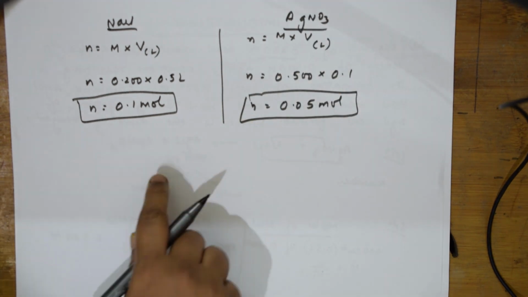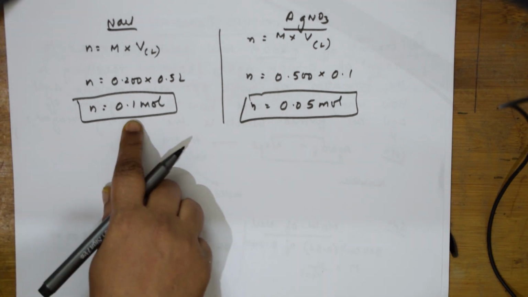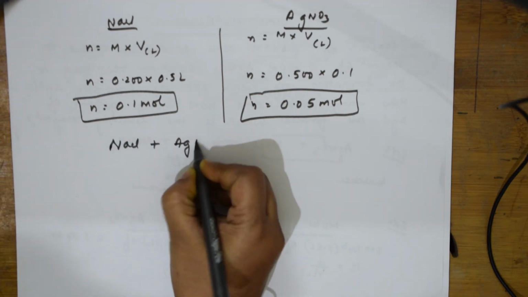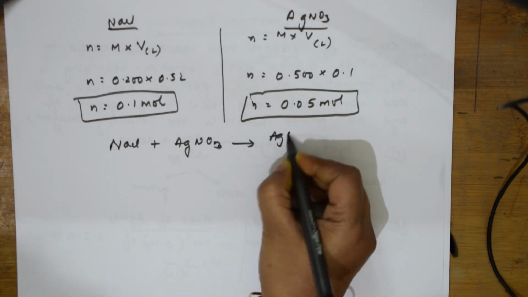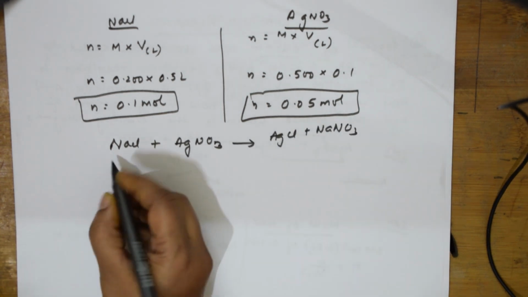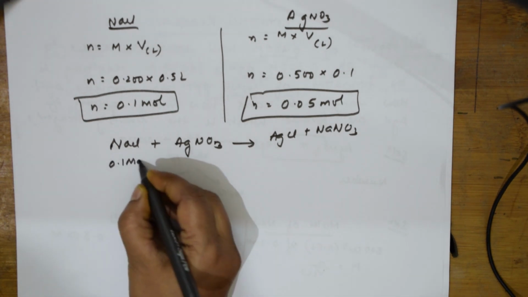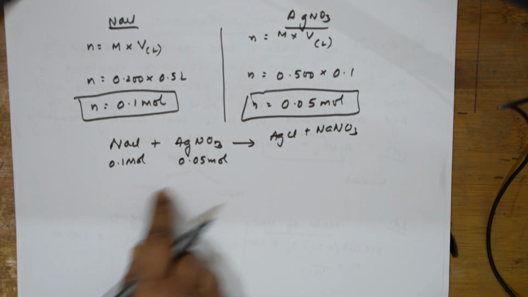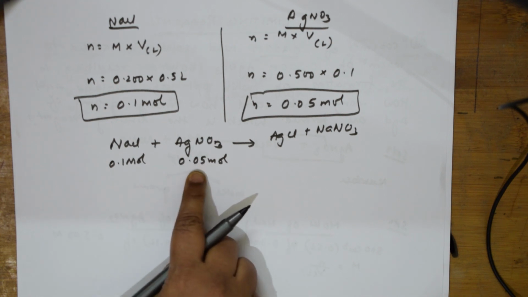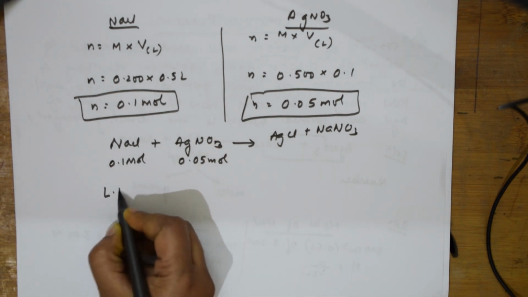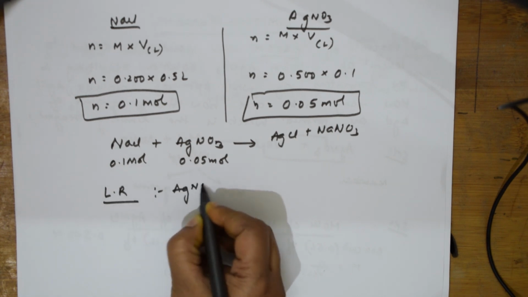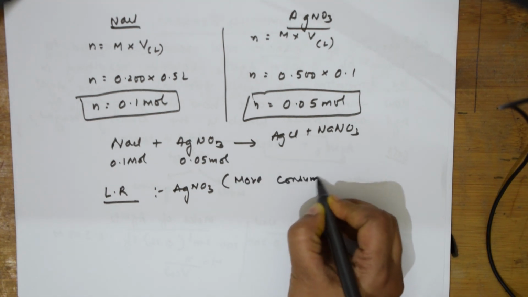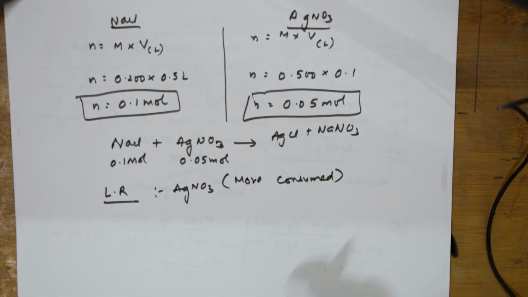Okay, now compare. I need to find the limiting reagent. Let us write that reaction once again: NaCl plus AgNO3 gives AgCl plus NaNO3. NaCl is 0.1 mole. AgNO3 is 0.05 moles. Now compare. Which is more consumed among these two? AgNO3 is more consumed. So the limiting reagent here is AgNO3. Why? Because it is more consumed, more used up.